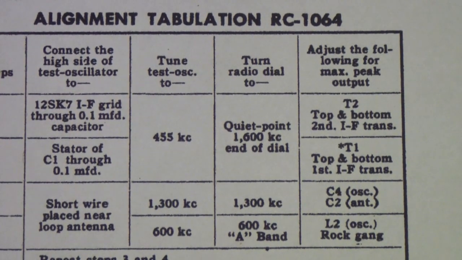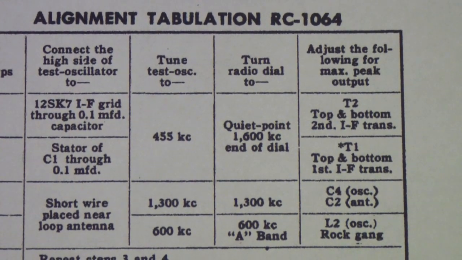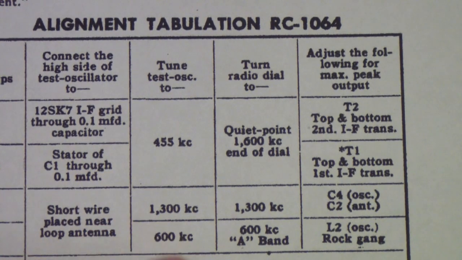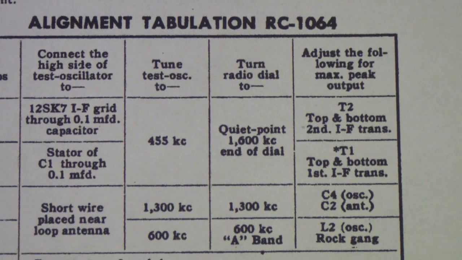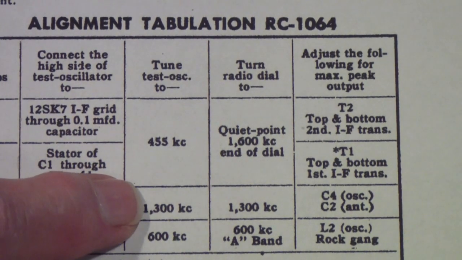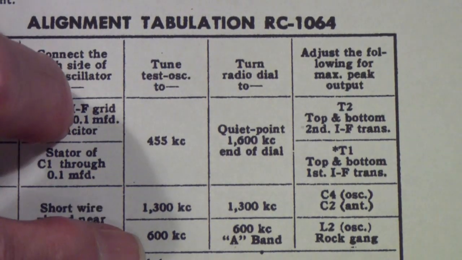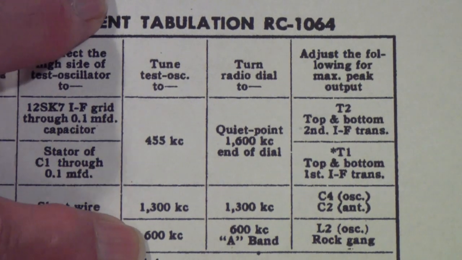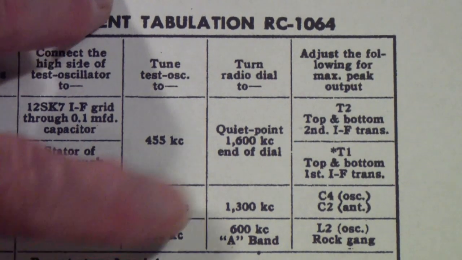Then you go through a procedure to adjust the high end of the dial. They recommend adjusting it at 1300 kilocycles, and the low end of the dial at 600 kilocycles. I'm not going to go into that today. If we do an alignment video, I'll explain about that, but the idea is to get the dial to track across its entire tuning range with reasonable accuracy.